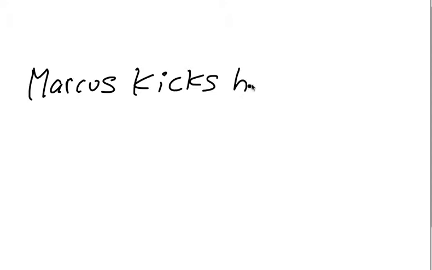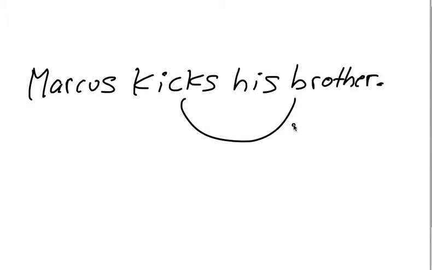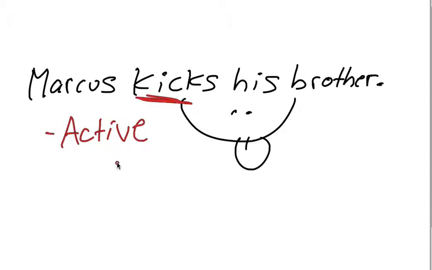Let's give one more example of active and passive voice. Maybe something a little more concrete. Marcus kicks his brother. Marcus is very mean to his brother. So he kicks his brother. Marcus is actively doing the kicking. He's like, kicked you, brother. Haha. And then he smiled about it. So Marcus kicks his brother. This sentence is active. The verb is active. Therefore, the sentence is active.